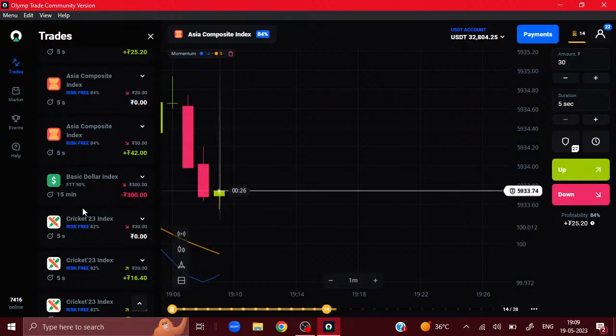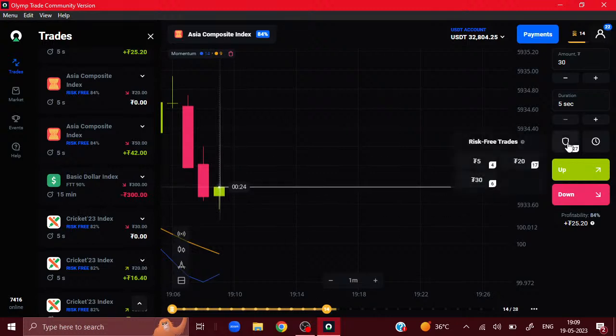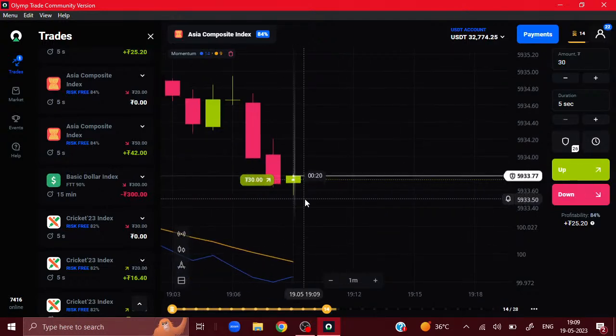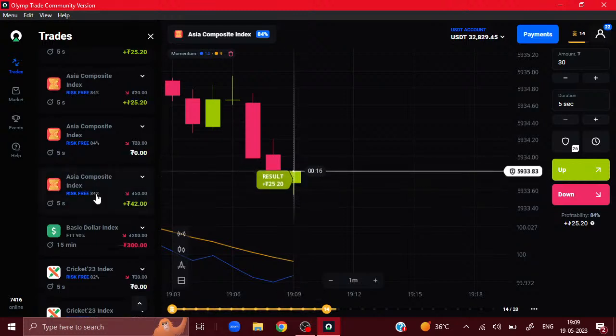You just have to click on the risk free trade and it will be enabled, and then you can place the trade like this.